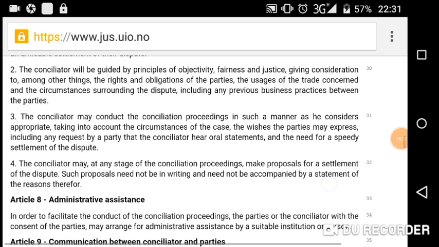Role of conciliator. Then comes three. The conciliator may conduct the conciliation proceeding in such a manner as he considers appropriate, taking into account the circumstances of the case, the wishes the parties may express, including a request by a party that the conciliator hear oral statements, and the need for a speedy settlement of the dispute. A speedy settlement means quick settlement of disputes.